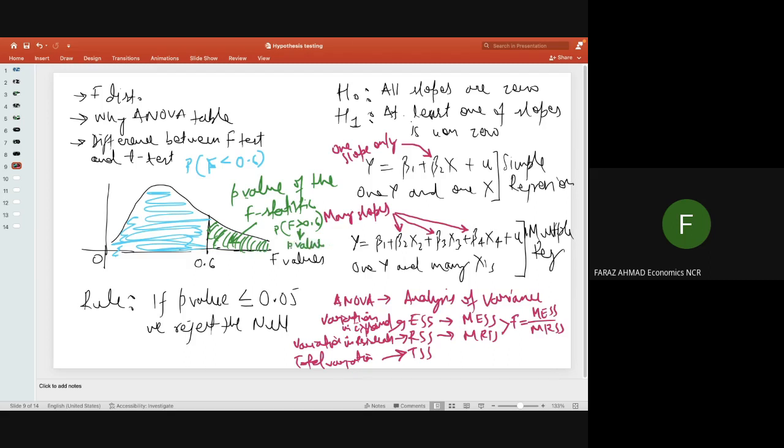It is popularly known as the p value. It doesn't mean that the blue area is not a p value. That is also a probability value. But when we refer to the p value of the F statistic, we are concerned with the area to the right, the green area, by convention.